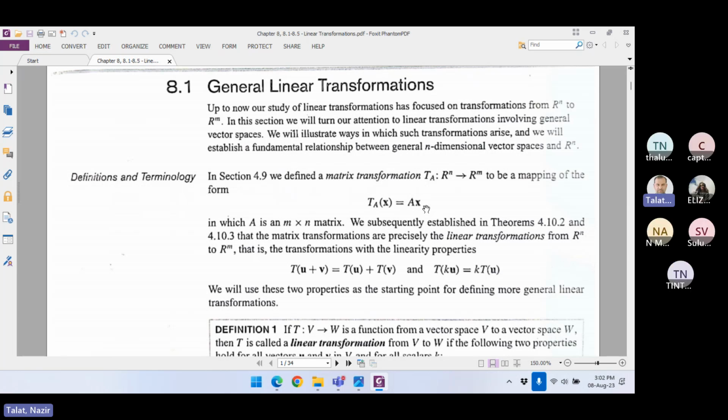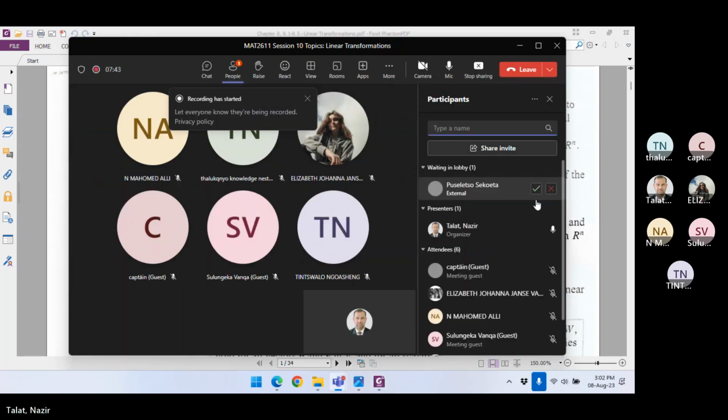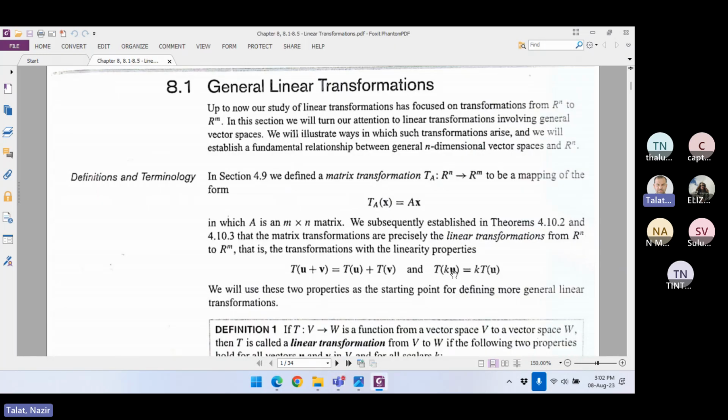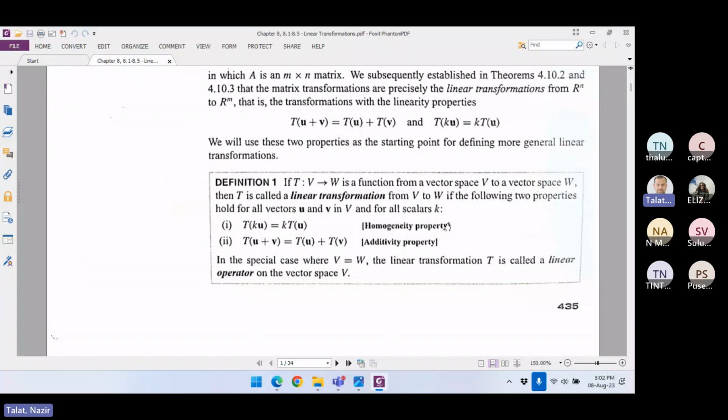In general, if a mapping T satisfies these two conditions, that T of u plus v is equal to T of u plus T of v, and moreover T of k times u is equal to k times T of u, then we call it a linear transformation. And this is the proper definition.